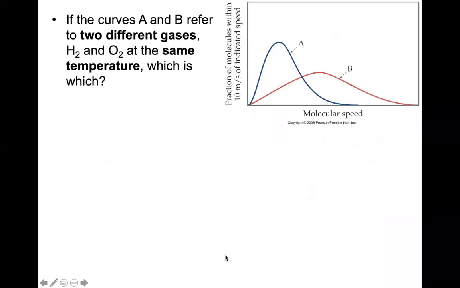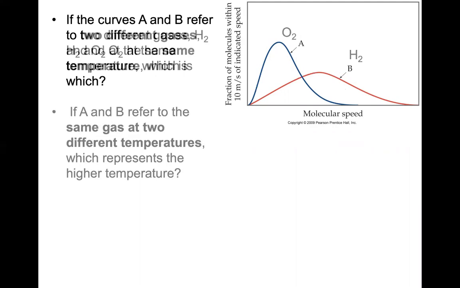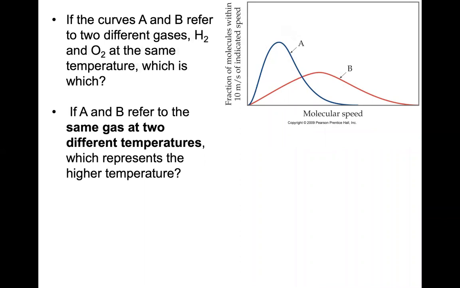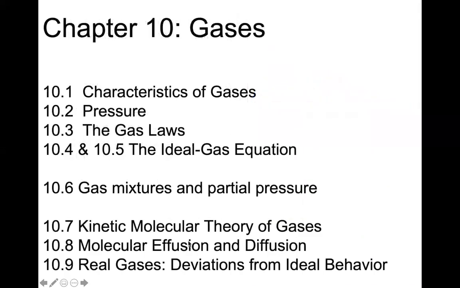Here was one. It gave two different curves and said, if they're at the same temperature, which one's H2 and which one's O2? The way I'd answer this is to say the lighter particle would have the higher speed distribution. If it was those same profiles and you said, what if they're now the same gas but at different temperatures? No problem. Higher temperature means a higher speed profile. These are implications of where our kinetic molecular theory takes us.